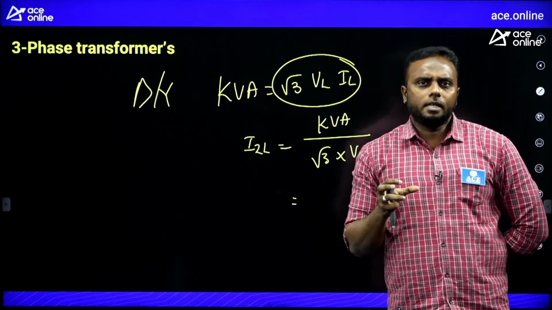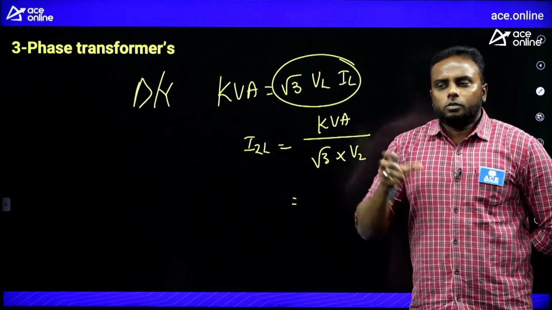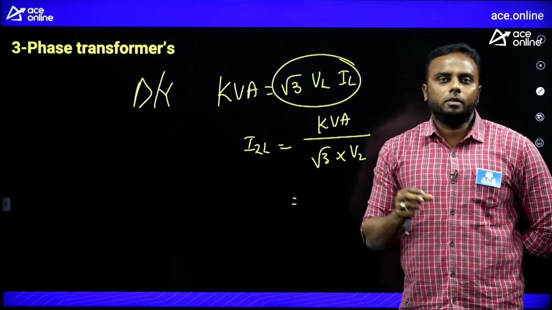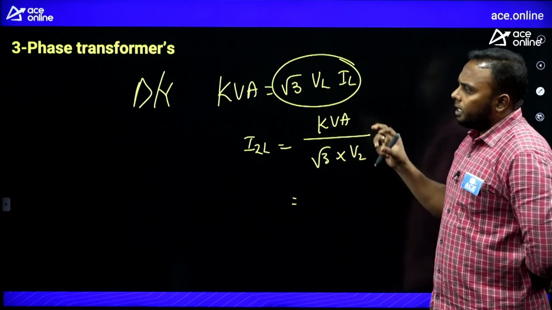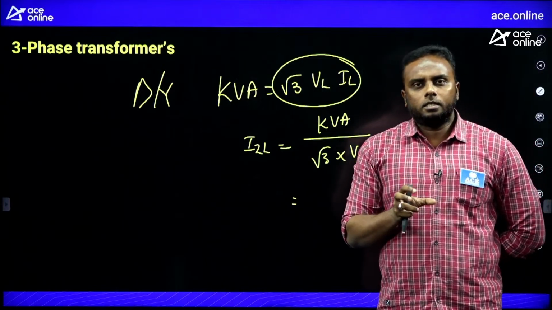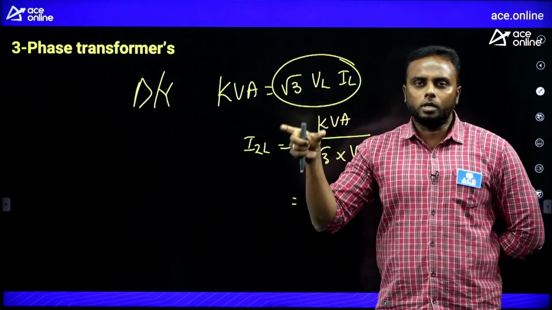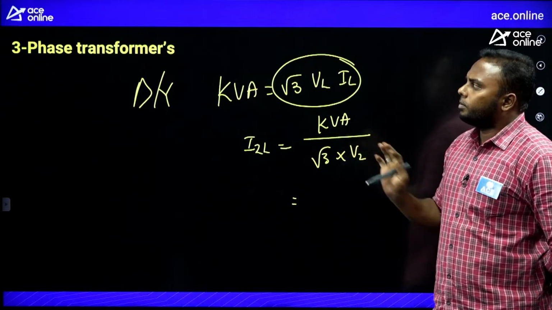And further, we have delta delta, star star, delta star, star delta. In these connections, which connection is suitable mainly for step up purpose? Delta star. And which is for step down? Star delta we use. And there are some voltage relations in all these connections, delta delta and so on: input line voltage, output line voltage relations we have. See, you have to learn the relations once from three-phase transformers.